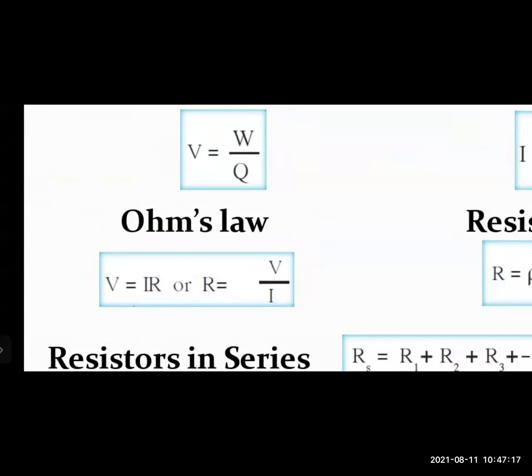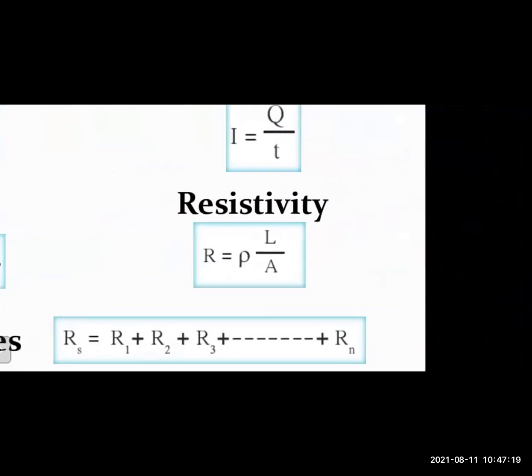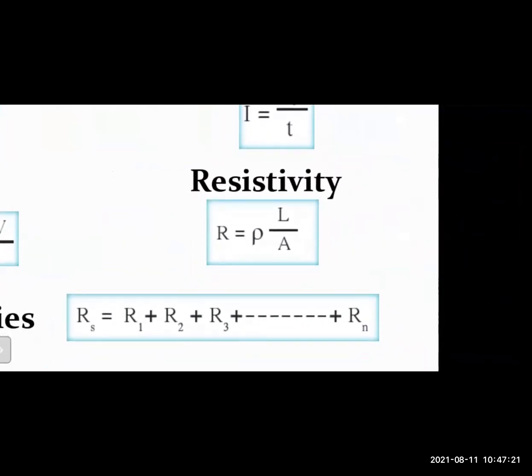Then one more concept is about resistivity. Resistivity is the resistance of a unit cube of a material. A unit cube means a material, a wire, which is 1 centimeter long and has 1 centimeter square surface area. So R, the resistance, equals rho into L by A, where rho is called resistivity.